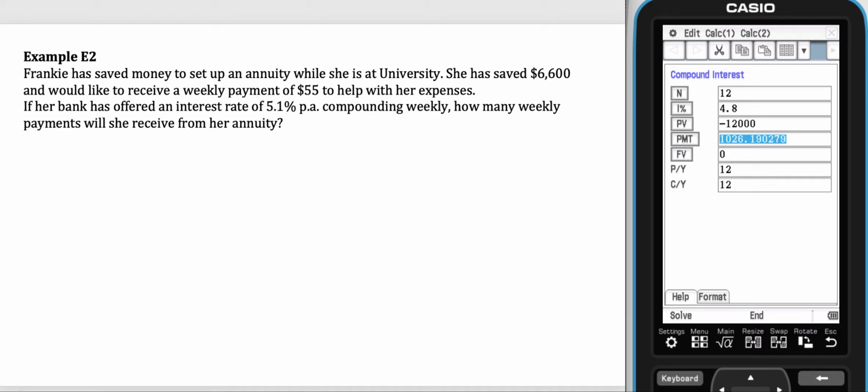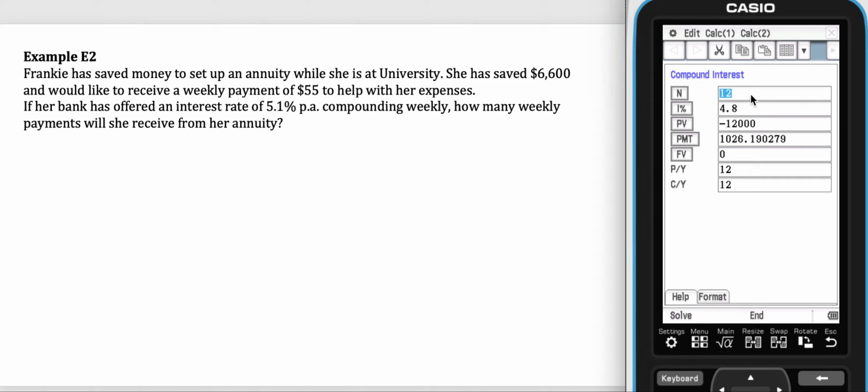Okay, looking at a second example here. So now we've got Frankie, who has saved up money to set up an annuity while she's at university. She's saved $6,600 and would like to receive weekly payments of $55 to help with her expenses. If her bank has offered an interest rate of 5.1% compounding weekly, how many weekly payments will she receive from her annuity? It's kind of like saying, how long is this thing actually going to last before it runs out of money?